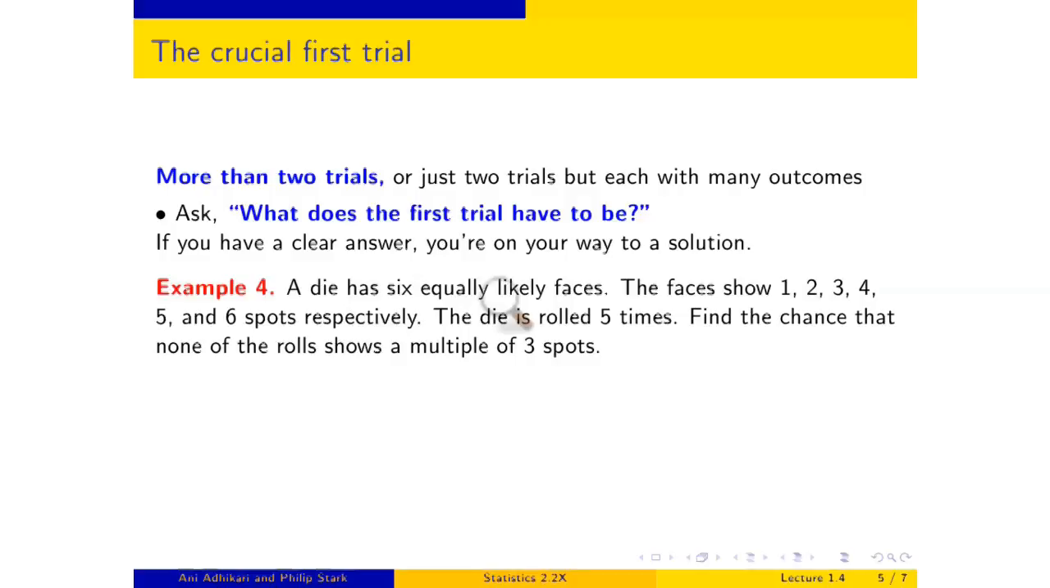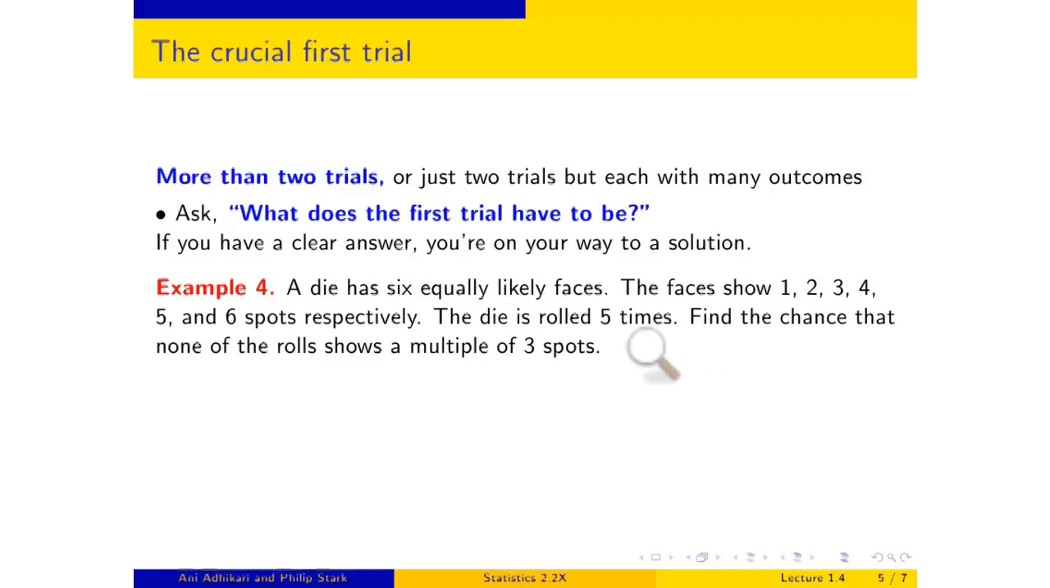So I'm looking at a die. It has 6 equally likely faces. If I just say die, you can assume that the 6 faces are equally likely. If I have an unbalanced die, I'll say so. And the faces show 1, 2, 3, 4, 5 or 6 spots. I'm going to take this die and I'm going to roll it 5 times. So there's no way I can draw a table. I have 5 dimensions. I want the chance that none of the rolls shows a multiple of 3 spots.